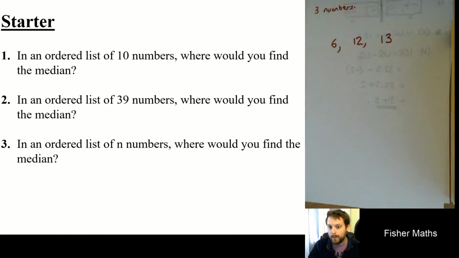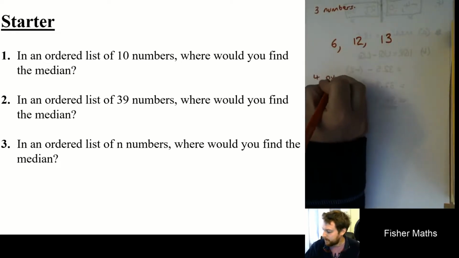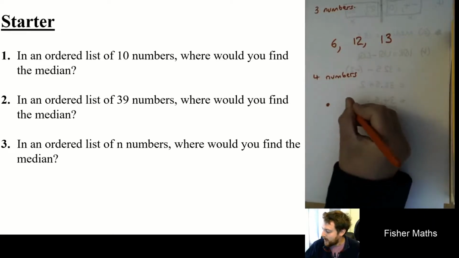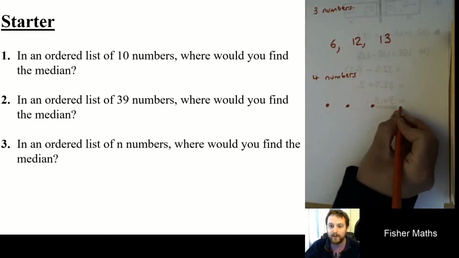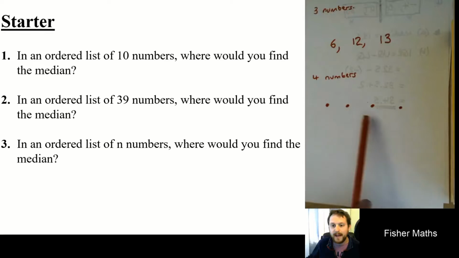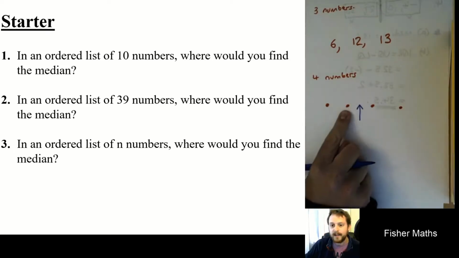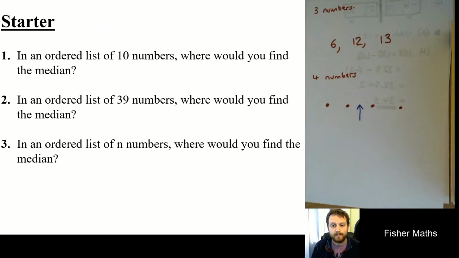What about 4 numbers? It doesn't actually matter what they are. So I'm just going to put 4 dots. These could be any numbers as long as they're in order. Whereabouts do you go to find the median? Oh, it's halfway between the 2nd and the 3rd.